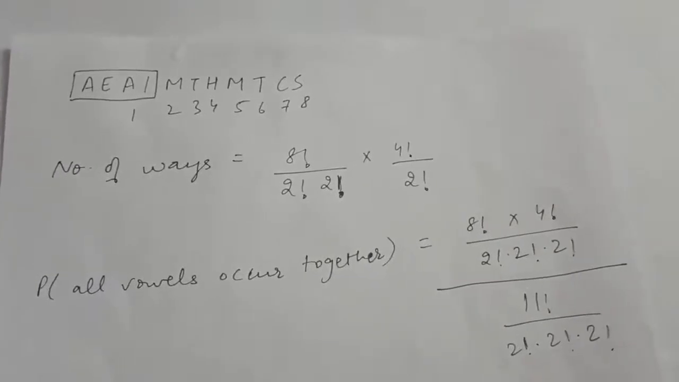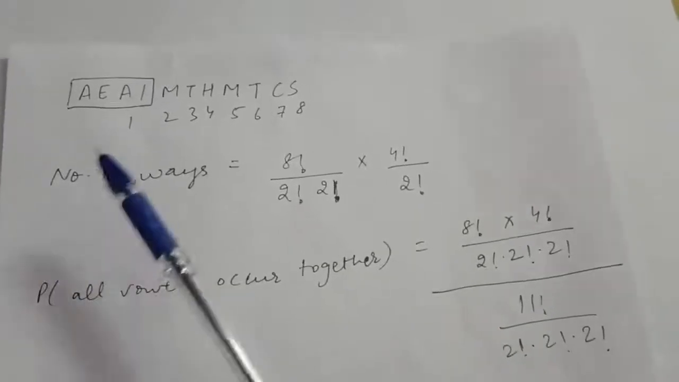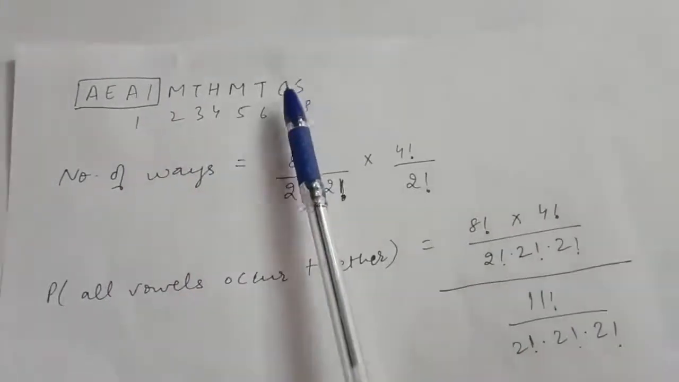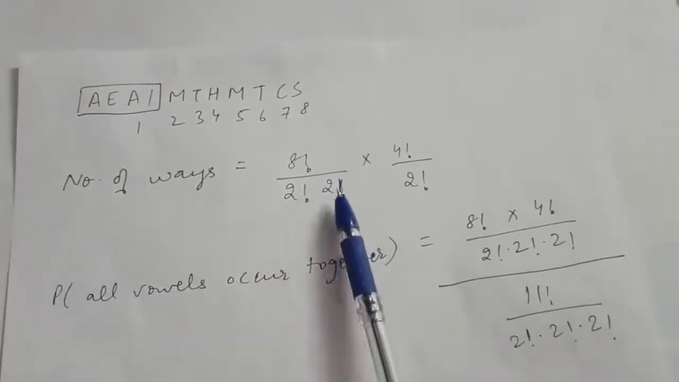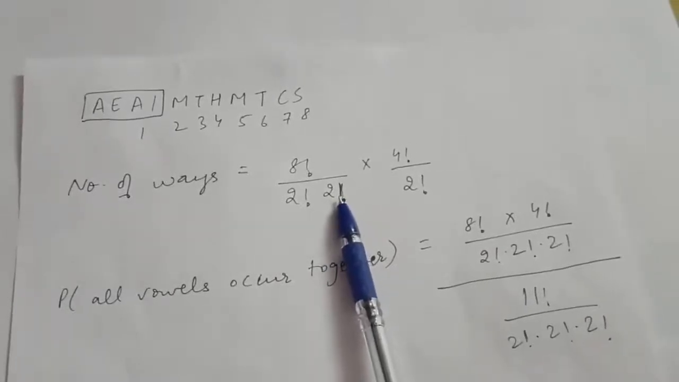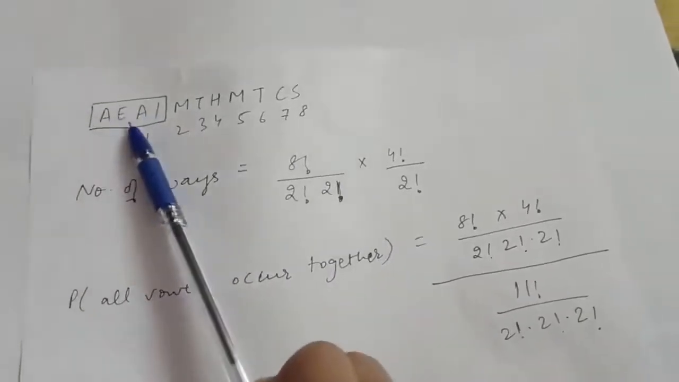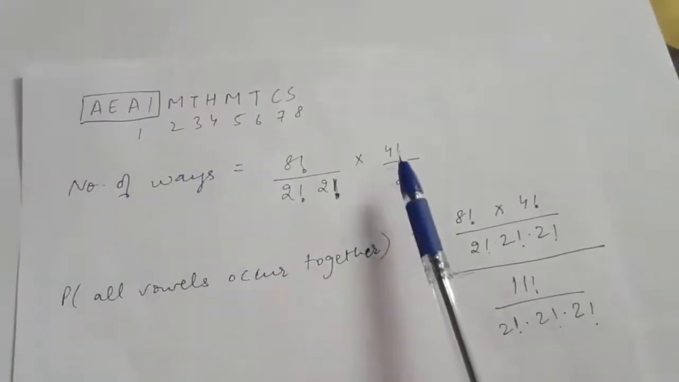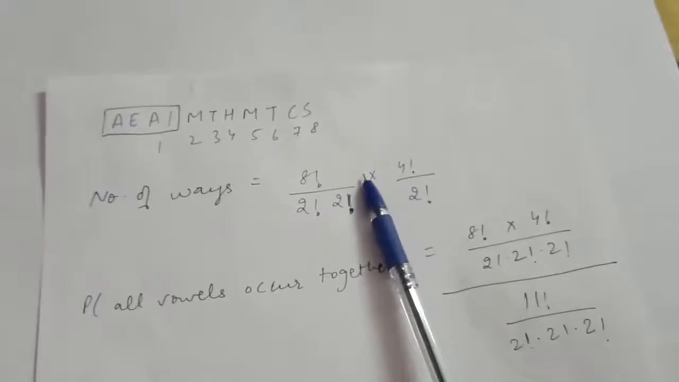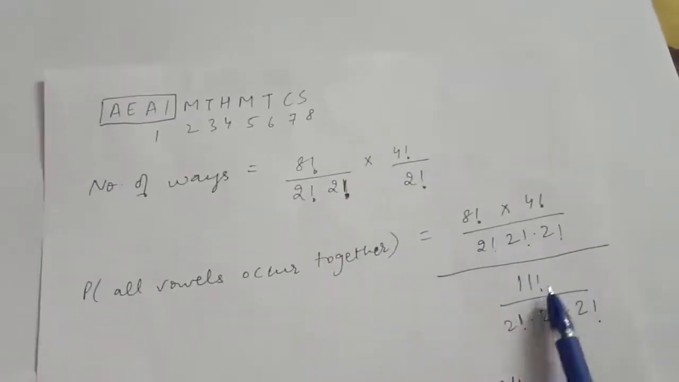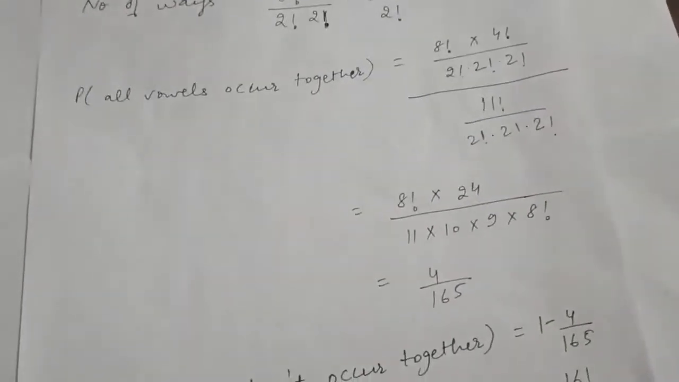Now first of all, we will find the probability when all vowels occur together. For this I am treating all the vowels as one letter and these are the rest of the letters. Now these can be arranged in 8 factorial divided by M is repeating twice and T is repeating twice. Now into this contains 4 letters which can be arranged in 4 factorial, and because A is repeating twice, divided by 2 factorial. These are favorable outcomes and total we have already calculated. Divide them to get the answer, which will be 4 upon 165.